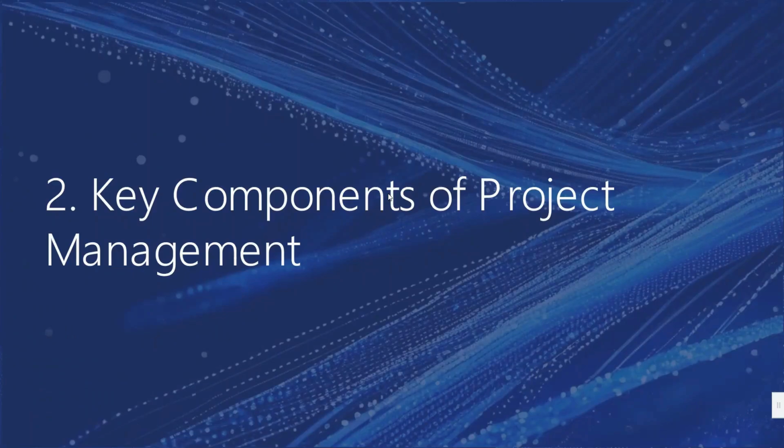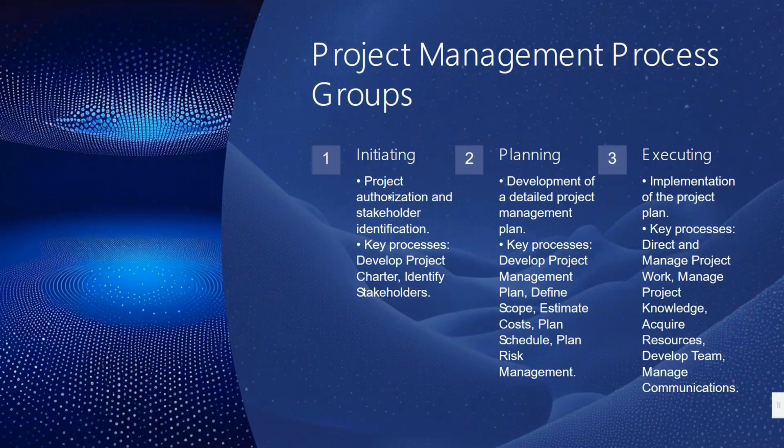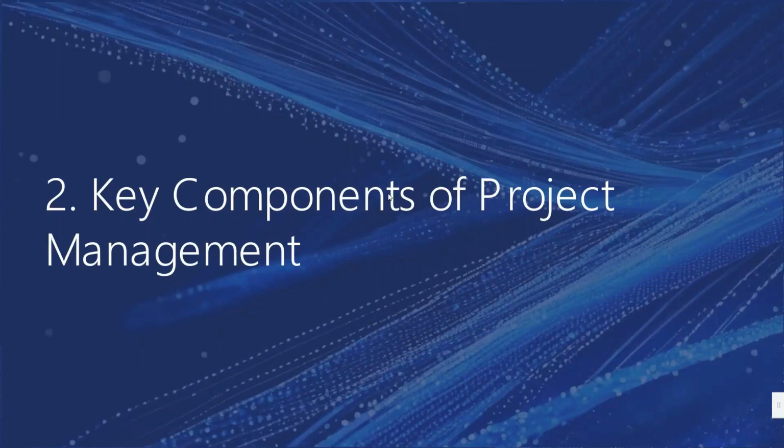Next, we have the key components of project management. Let me discuss the first key components. Project management is typically broken down into processes, knowledge areas, and phases that are critical to ensure the successful execution of a project. These components help project managers structure their approach and address the various complexities that arise during a project's life cycle.